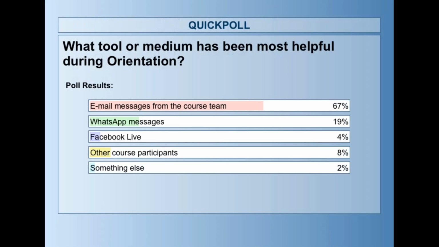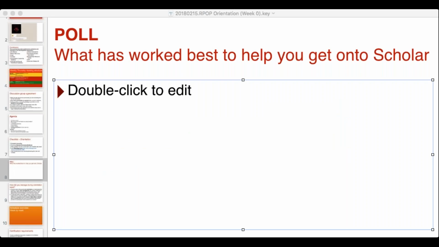So two-thirds of you found that what's been most useful are the email messages from the course team. WhatsApp messages 20%, almost nobody has paid attention to Facebook Live. Other course participants, that's interesting. So hopefully, presumably, colleagues from the course, but we'll be hearing about the remote coffee trials. So great, thank you. That's wonderful. And let me just take a screenshot of that so we can share that in the update we'll be posting later.